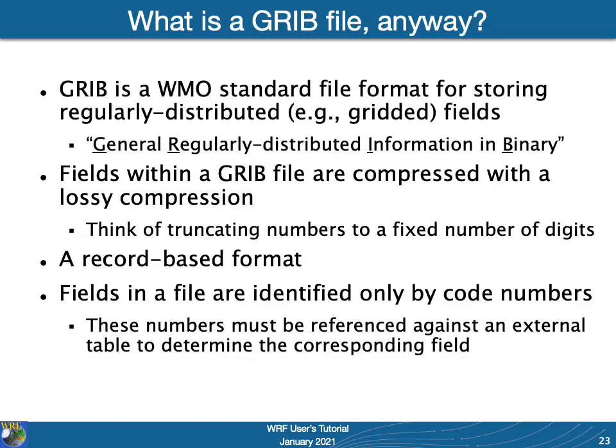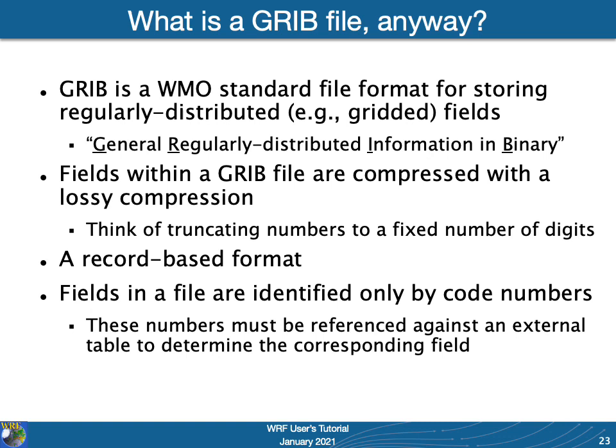So you may have experience with GRIB files in the past, and if not, you may be wondering what exactly a GRIB file is. Well, GRIB is a WMO standard file format for storing regularly distributed fields. And more often than not, regularly distributed simply means that these are gridded fields. So GRIB stands for General Regularly Distributed Information in Binary. And all of the fields that are stored within a GRIB file are compressed with various compression methods, and more often than not, it's lossy compression in order to make the files as small as possible. So in the simplest of these compression methods, you can think of taking all of the values in a field and truncating those values to a fixed number of digits.